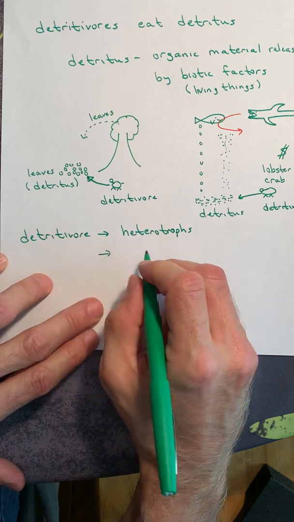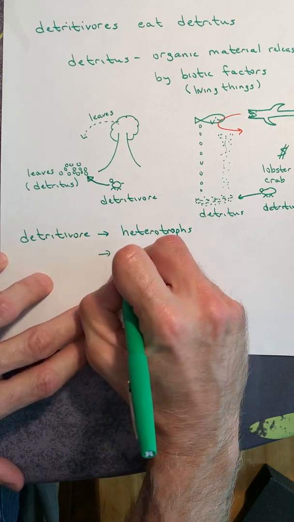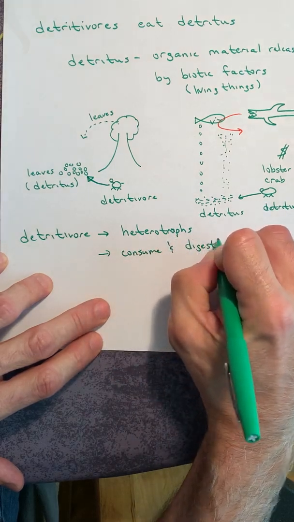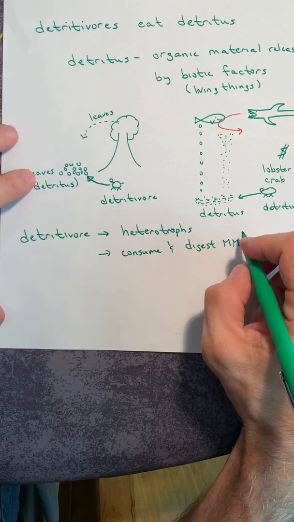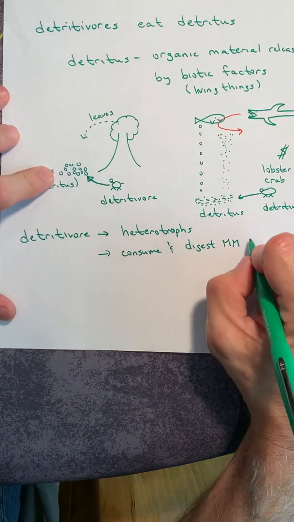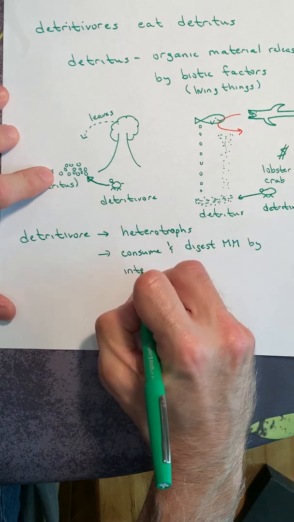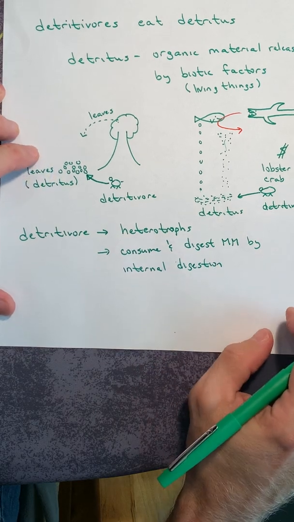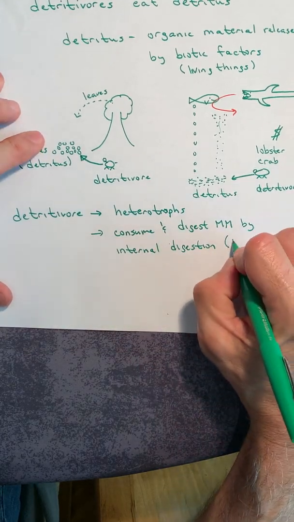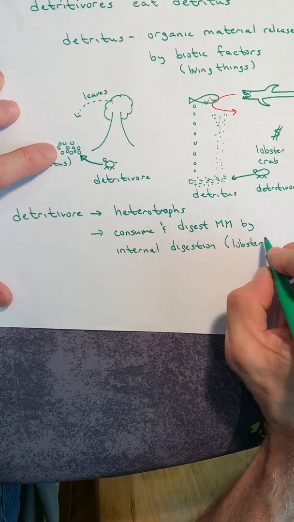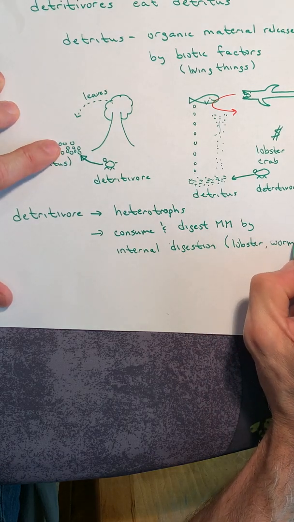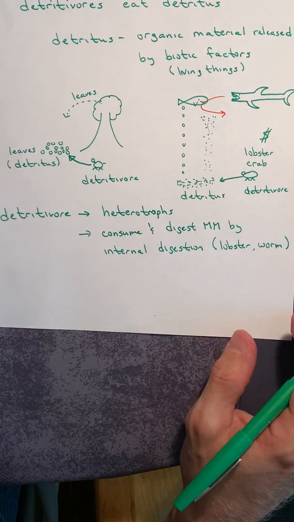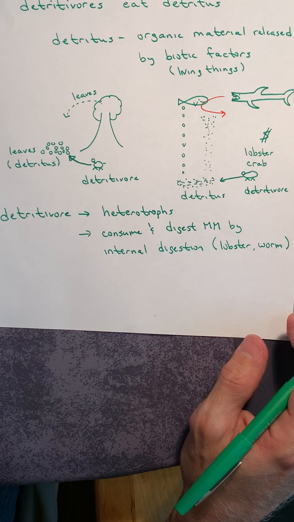And how they then consume their macromolecules. They consume and then digest macromolecules and utilize a digestive system. So this is by internal digestion. And so it asks for an example. Fine, we just talked about a lobster, crab. If you want to go on land, think of a worm or a beetle, right? These are detritivores that consume detritus and then digest it in an internal digestive system.